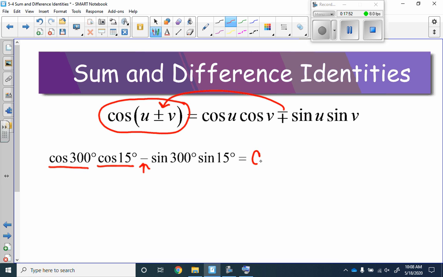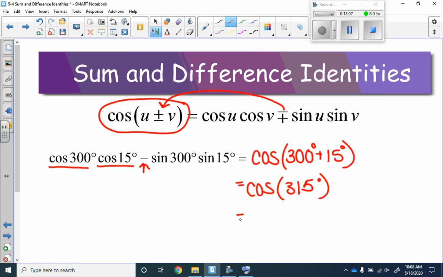So we'd be taking the cosine of 300 plus 15. And that right there gives us the cosine of 315 degrees. Well, that we know on our unit circle. So if I find 315, the cosine of that is the square root of 2 over 2. And there's your exact value. You can also condense them.